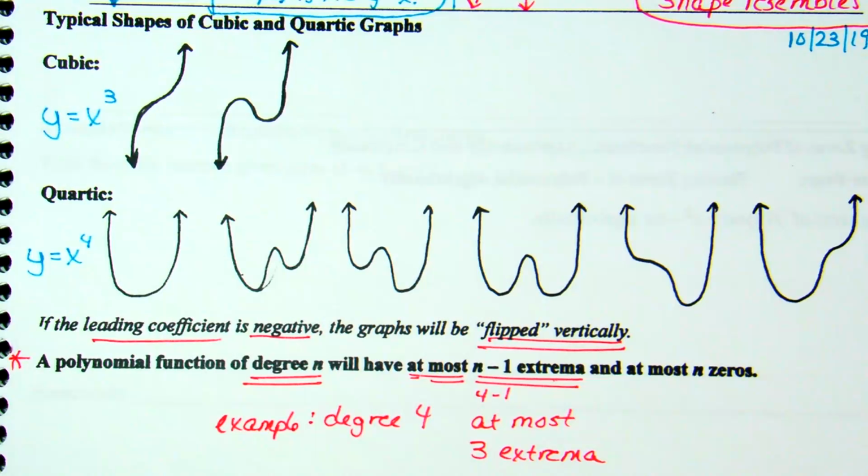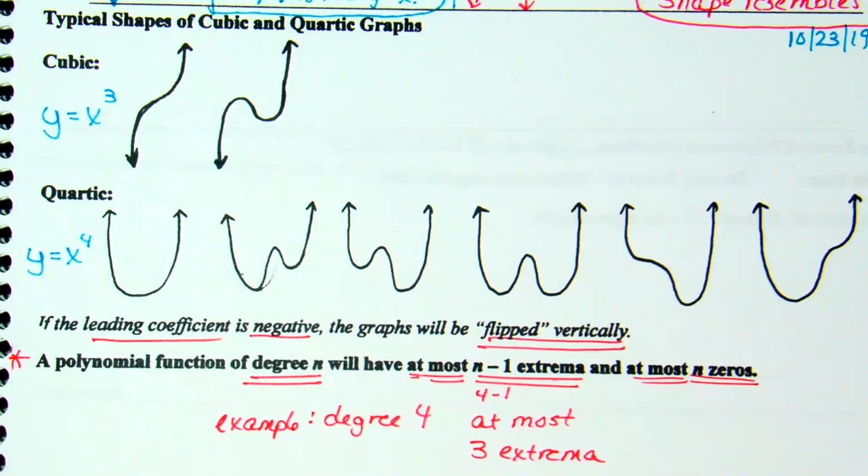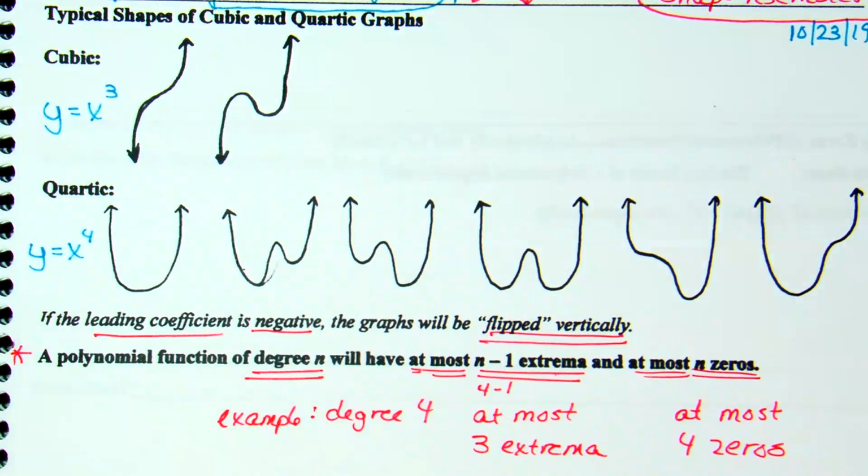And then it continues to say, at most, n zeros. So if it's degree 4, it can have at most 4 zeros. And what do we mean 4 zeros? What are zeros? Yeah, places it crosses the x-axis. Okay, so that's kind of your example there. These are all quartic examples here, yes?